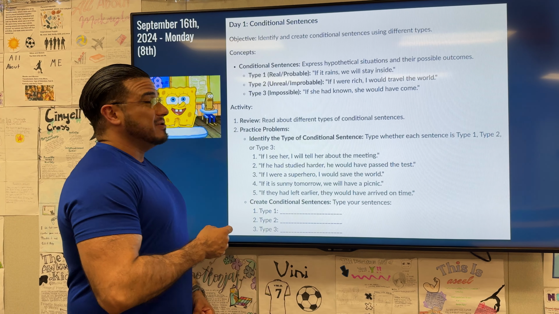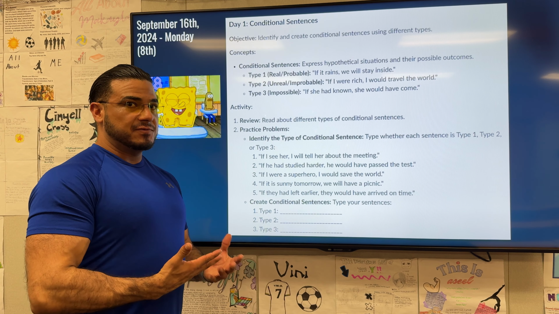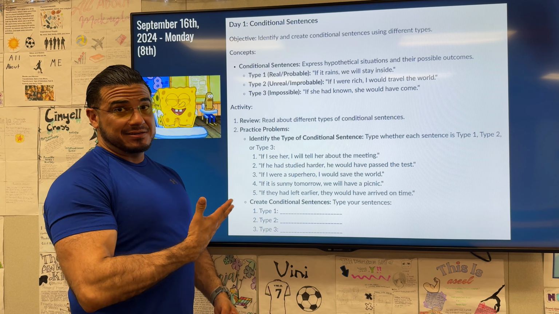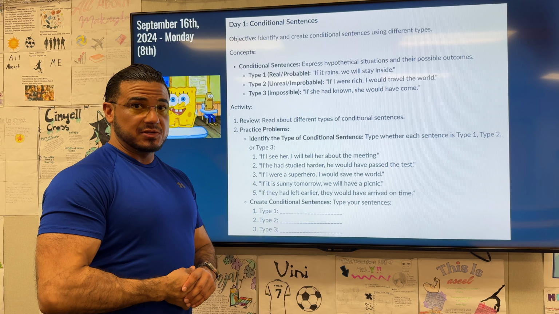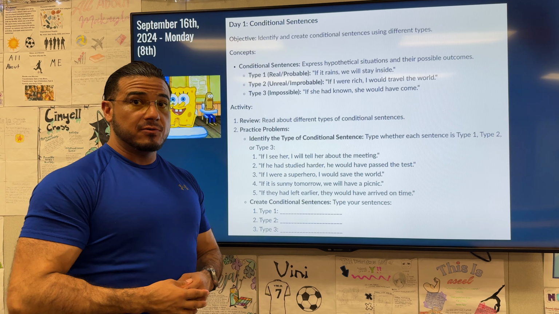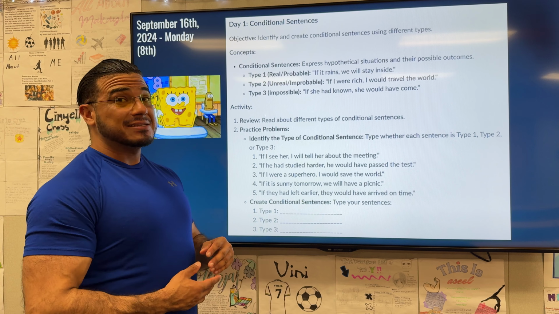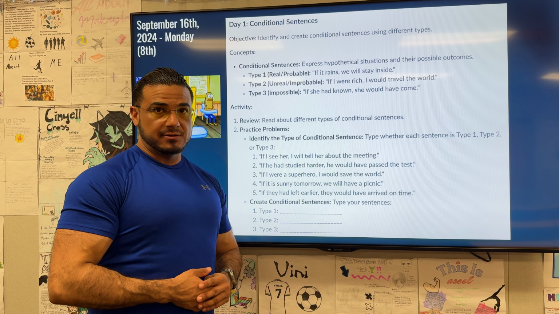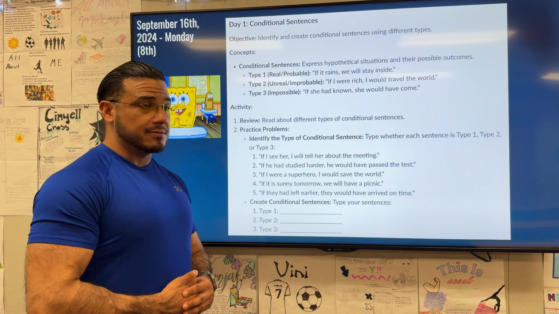All right, now, sometimes you'll see it as first conditional, second conditional, and third. Just for the sake of argument, I've identified them as type 1, type 2, and type 3, but you're welcome to switch in between. Now, when it comes to a conditional sentence, please know that these are referencing what are called hypothetical situations and the possible outcomes that would result. Hypothetical situations are those which have not actually occurred, okay?